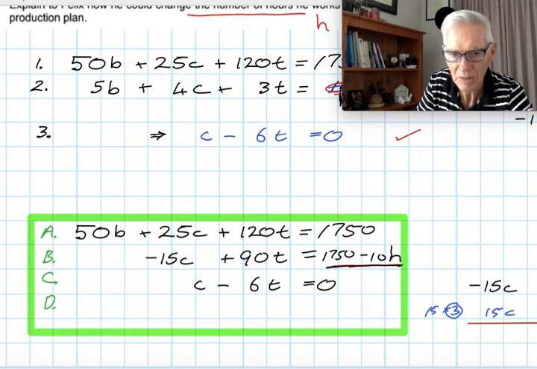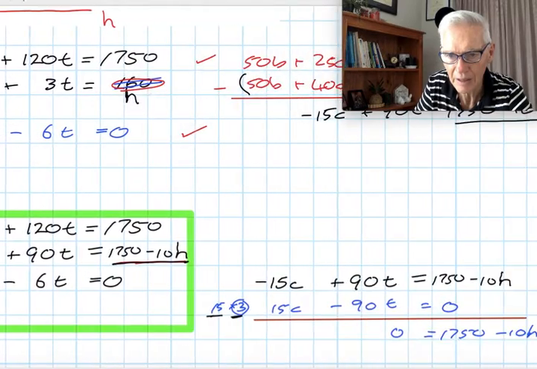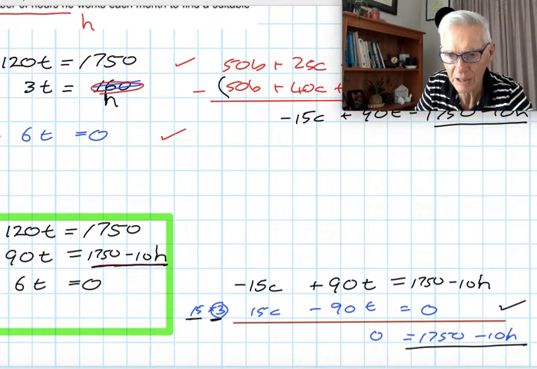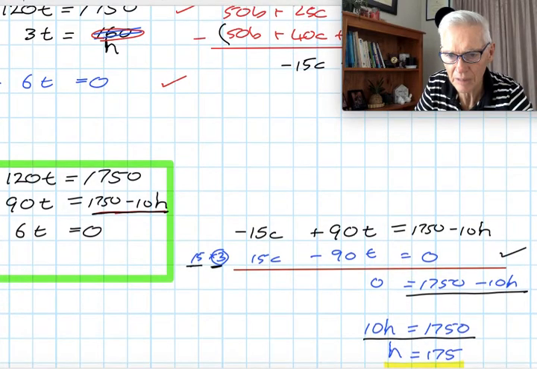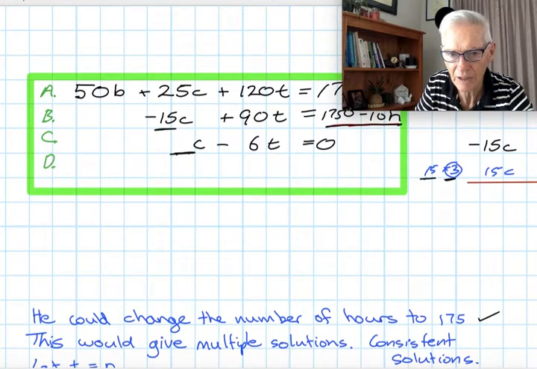Equation C has no b there, so we can write that in. Now I need to multiply to get 15 in front of this one here. So I'm going to take equation 3 and multiply it by 15. It gives us this. When we subtract it away, we get 0 equals 1750 minus 10h. Put the 10h to the other side. Change side, divide by 10. So if he increases his hours to 175 hours, he will be able to find the solution to that. So he could change the number of hours to 175. It would give multiple solutions that are consistent.